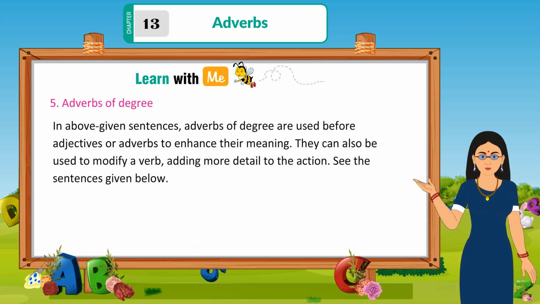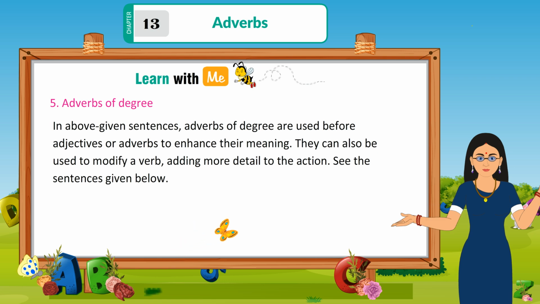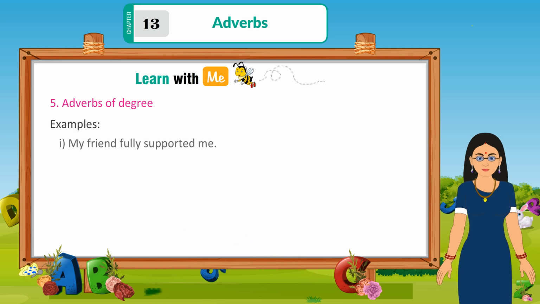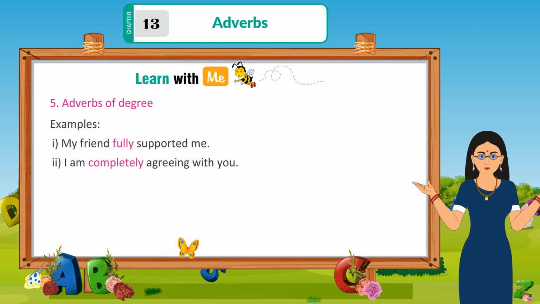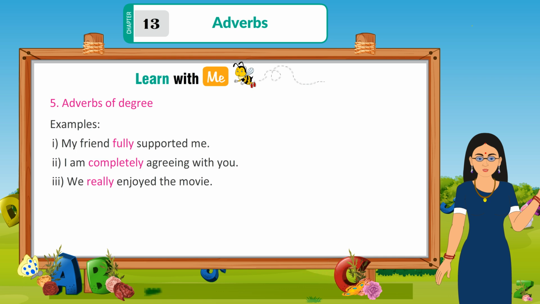They can also be used to modify a verb, adding more detail to the action. See the sentences given below. Examples: My friend fully supported me. I completely agree with you. We really enjoyed the movie.